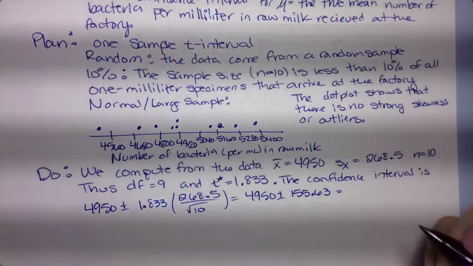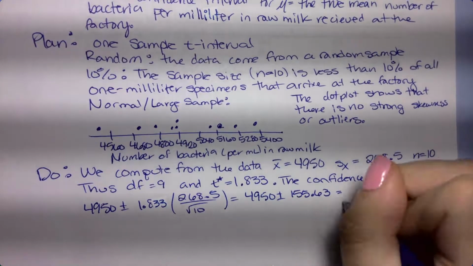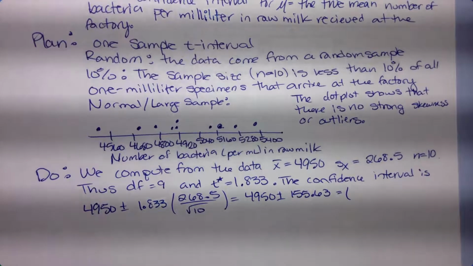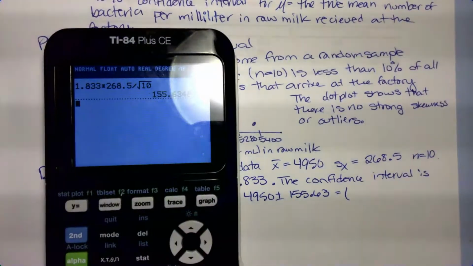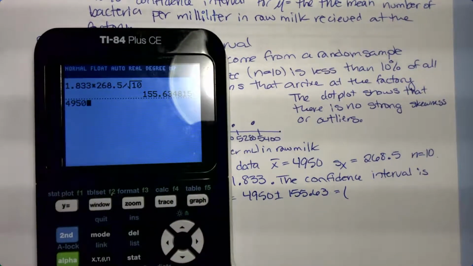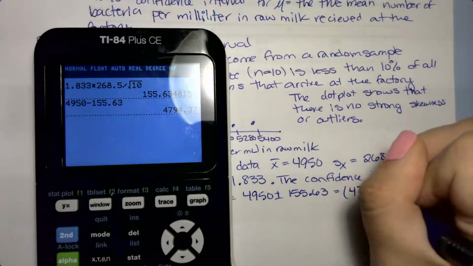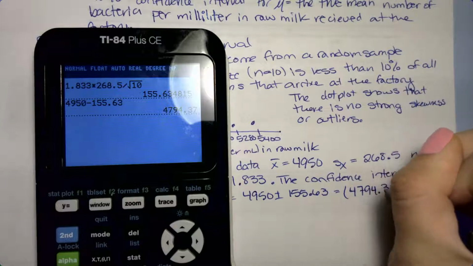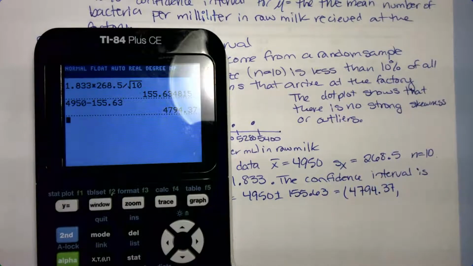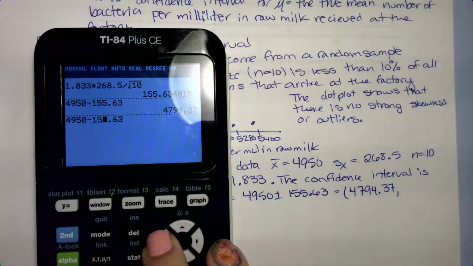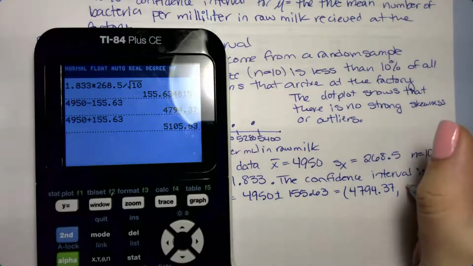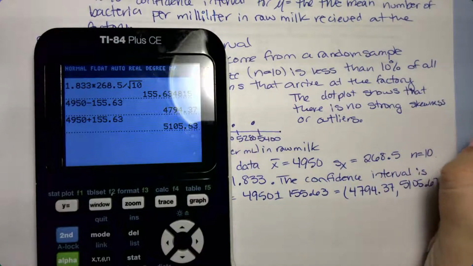And then I want to go ahead and actually add and subtract to get my interval. The first one I want to do to get my left value is subtract. So I'm going to do 4,950 minus the 155.63. That gives me 4,794.37. Then I'm going to do the same thing and add in the middle. This one gives me 5,105.63.